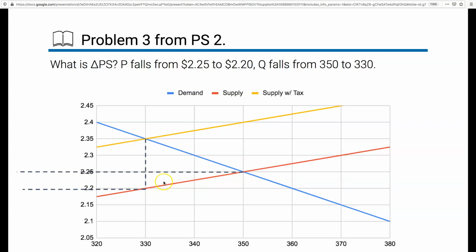And so you can see that the change in the producer surplus will be the area equal to the small rectangle, and the area equal to the small triangle, and the area equal to the large rectangle, the left border of which is at 0 outside the graph.